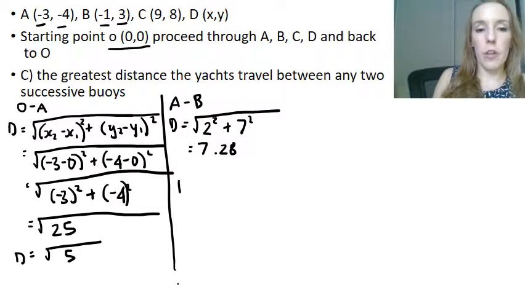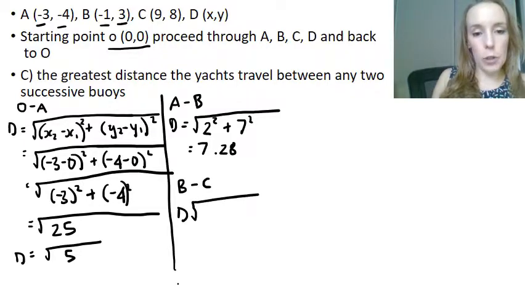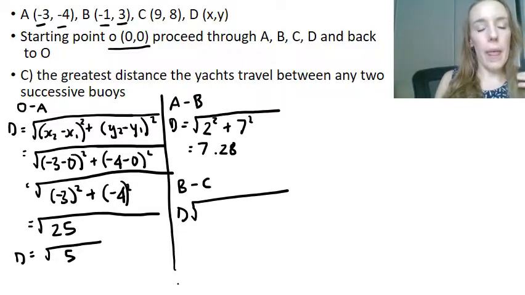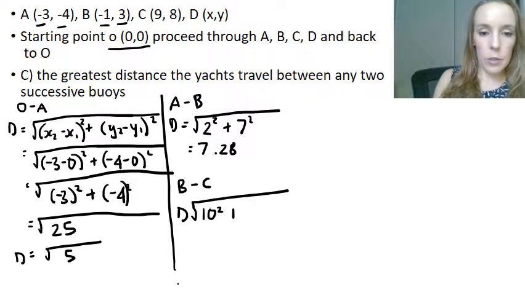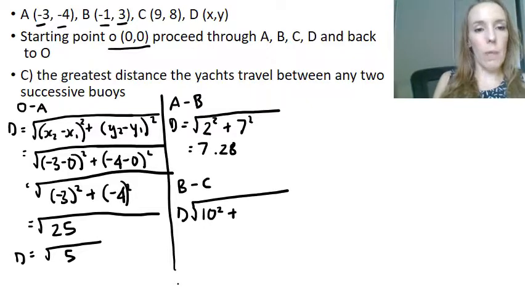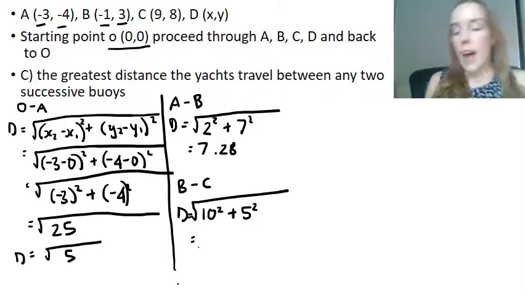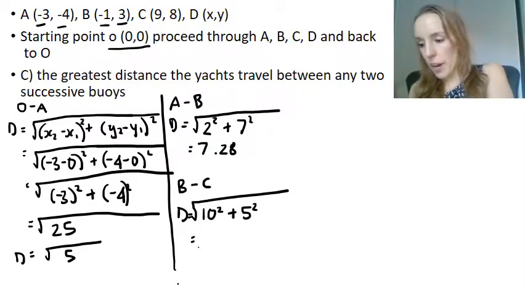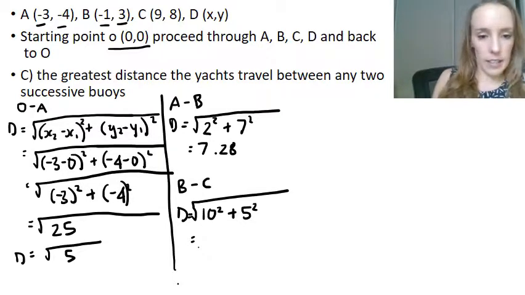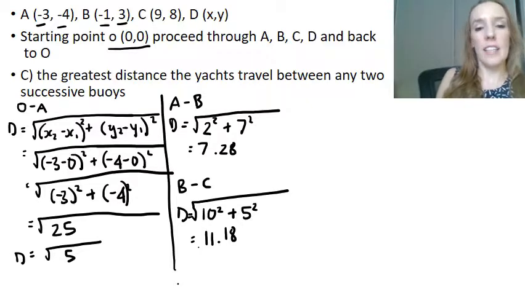We'll do the next one. So our next point they have to go is to C. So they go from B to C, and distance is equal to, so x2 is 9, take -1, which is 10. So 10 squared plus y2, which is 8, take y1, which is 3, which is 5 squared. So now 10 squared plus 5 squared, square root, rounding that to 11.18. So that's our distance from B to C.